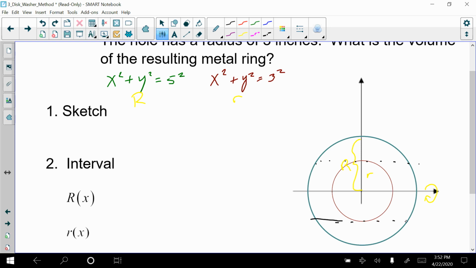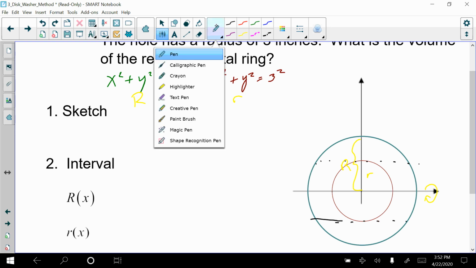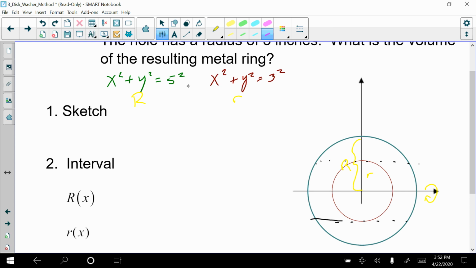There's our hole. Let's pick a highlighter here. All of this stuff here is where the hole is going to be. And what I want to know for the interval on the x-axis is where those horizontal segments are going to intersect the exterior circle.